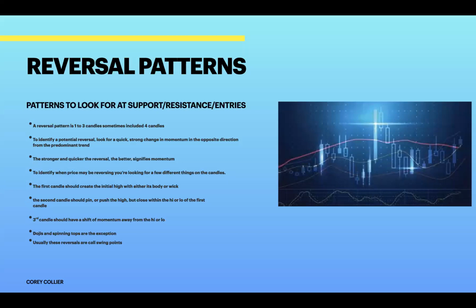The first candle should create an initial higher low, with either its body or wick. Of course, that depends on the trend. The second candle should pin or extend the higher low, but close within the higher low of the first candle. The third candle should have a shift in momentum away from the higher low. Dojis and spinning tops are exceptions, and these reversals, guys, these are what create your swing points, your swing highs, your swing lows.